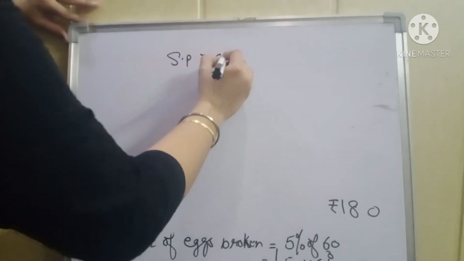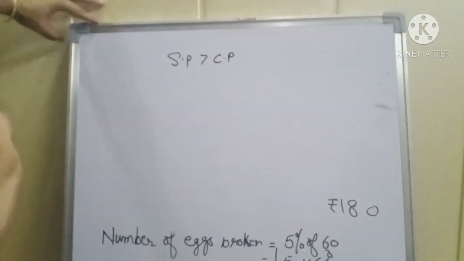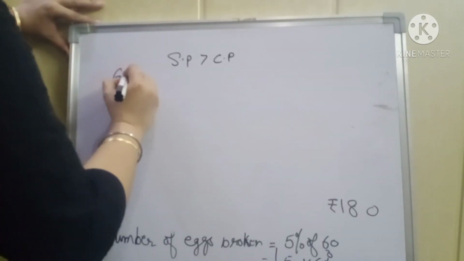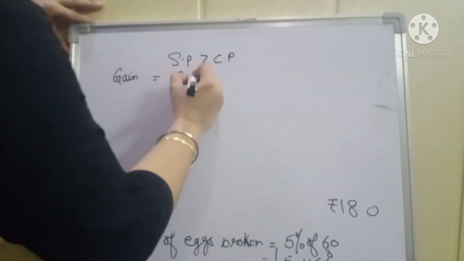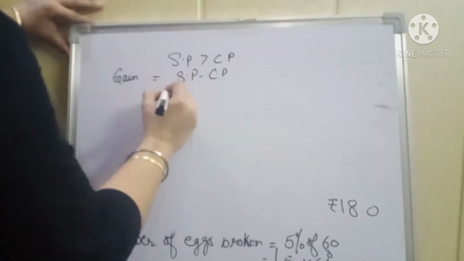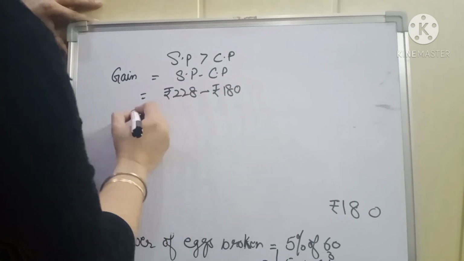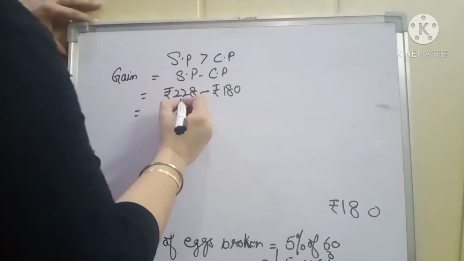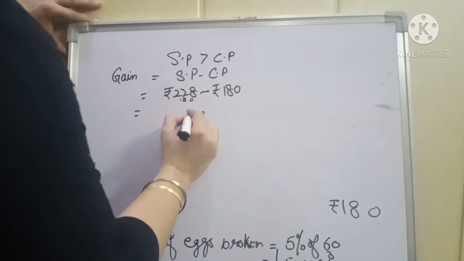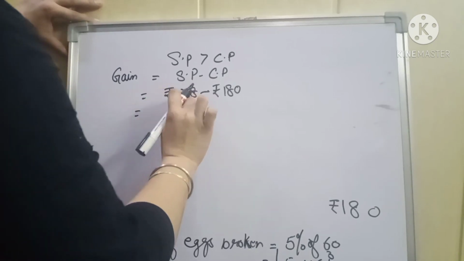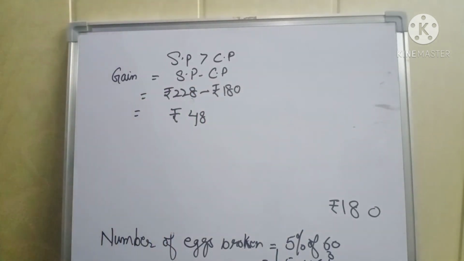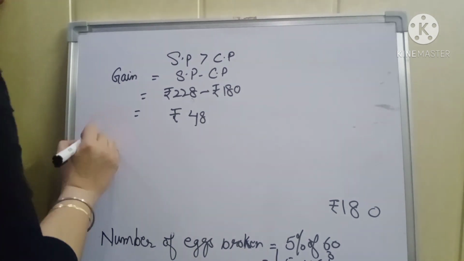Now, you can see CP is 180 and the selling price is 228. SP is greater than CP. So there is a gain. Gain is equal to SP minus CP. Rupees 228 minus rupees 180. When you subtract it, 8, 12 minus 4, 8, 4. Rupees 48. Hence, in the conclusion line, you can write that the person will get total profit.